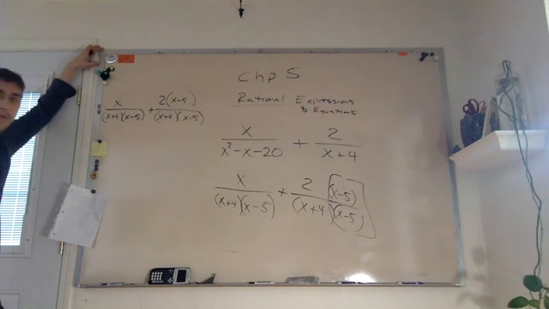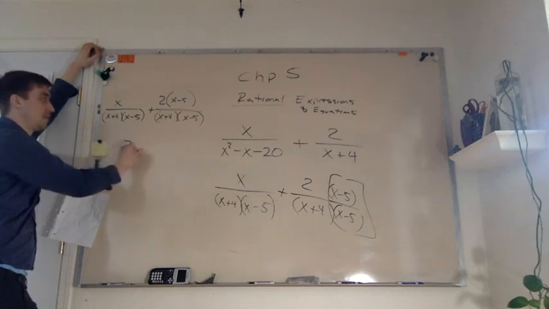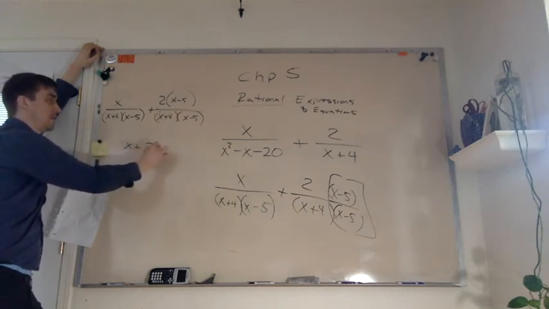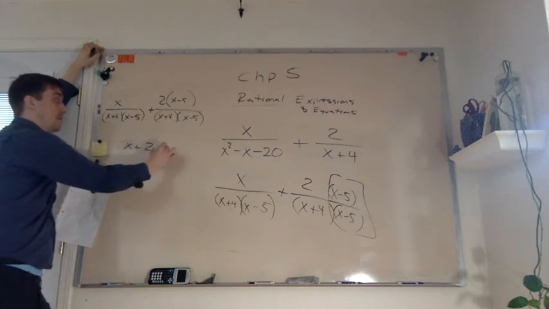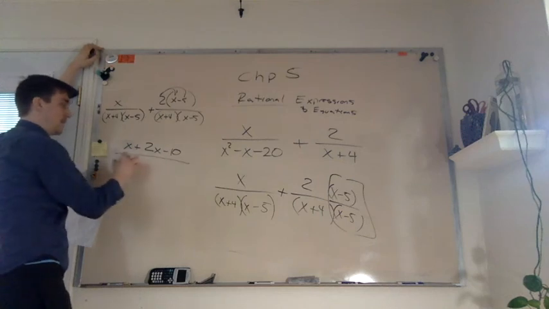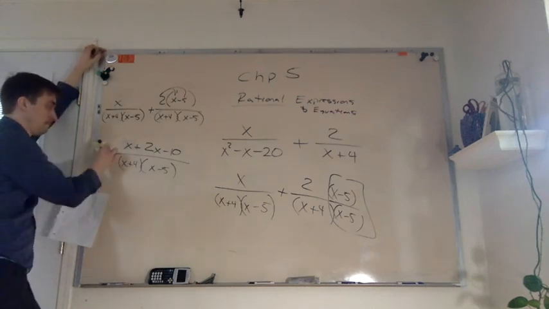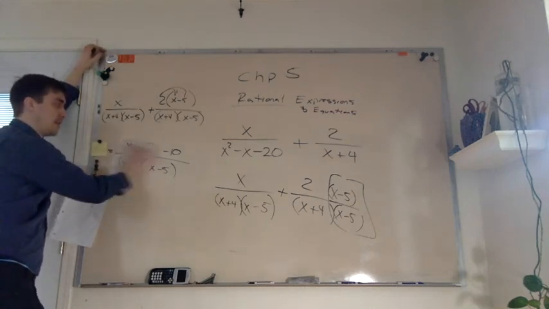Awesome. So now I have common denominators. Now that I have common denominators, you can do the addition on the top only. So this gives you x plus 2x minus 10. So I distributed this 2, divided by x plus 4, x minus 5. You can combine x and 2x into 3x.